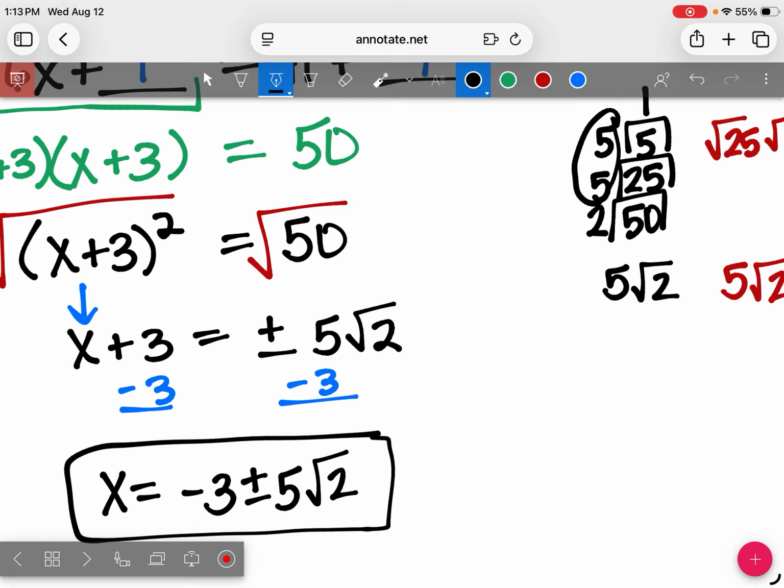I'm real tired. Is it okay to write that as 5 root 2 minus 3? Yeah, you could also, but you still have to have the plus minus. So you could write it as plus minus 5 root 2 minus 3. I would take that also.